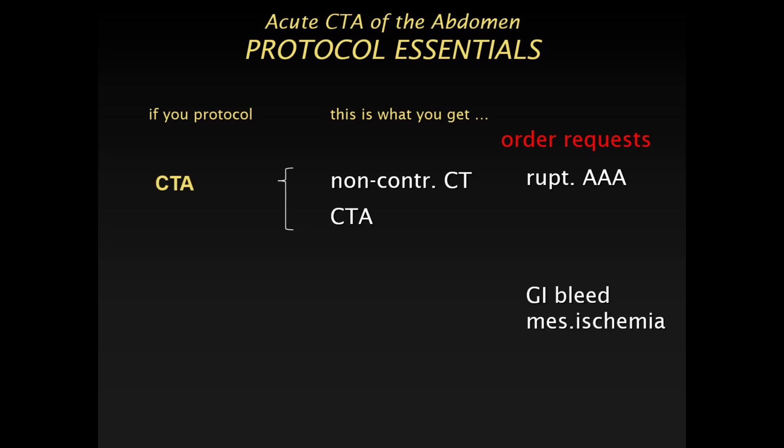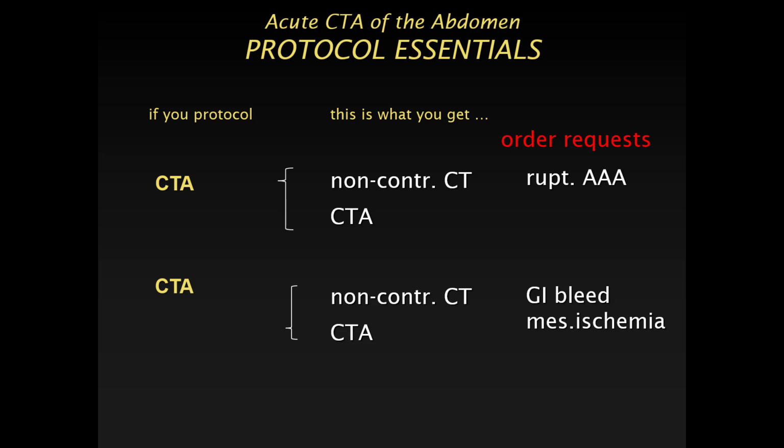Now, if you have a study that orders, let's say, an abdominal scan for a GI bleed or for a mesenteric ischemia, and most of the time the clinicians might order just a CT angio, that's something that you also should be careful not to do, at least not without thinking about it, because if you order the CTA, what you're going to get is, again, a non-contrast CT, and you get a CT angiogram.